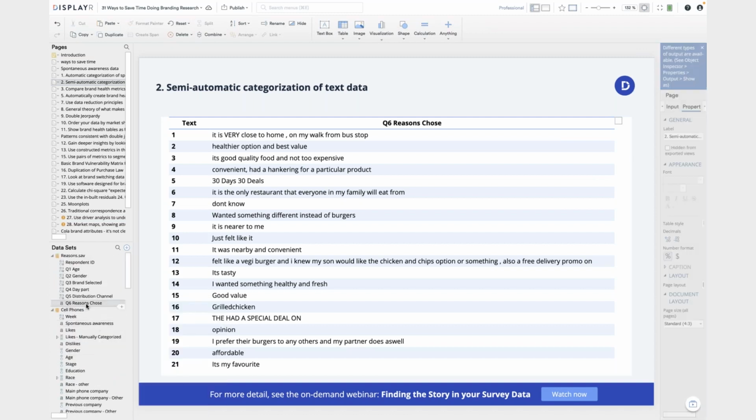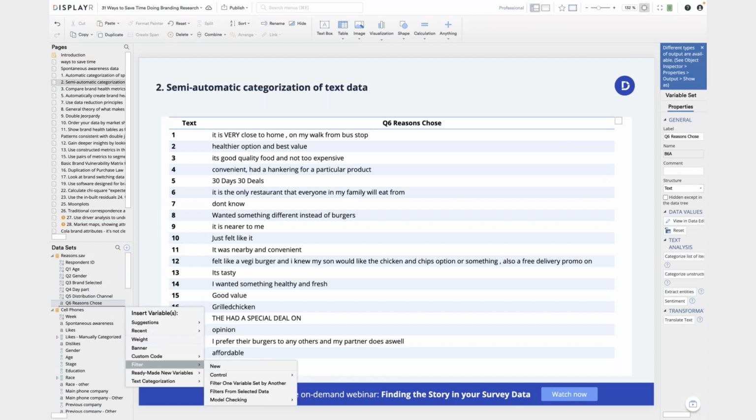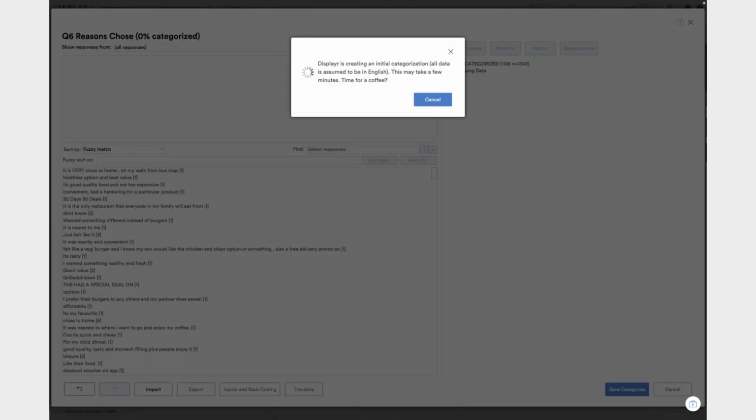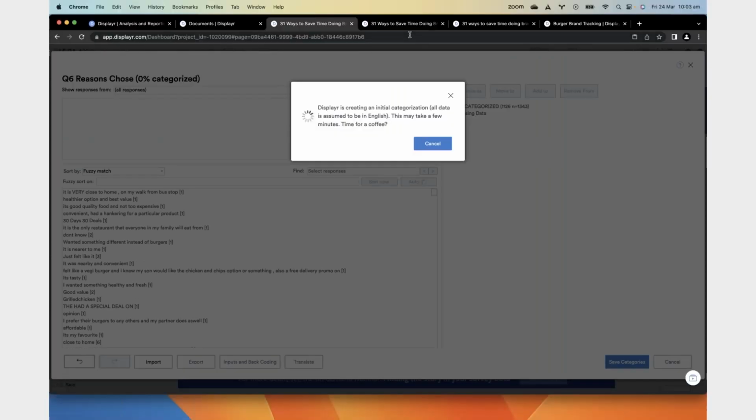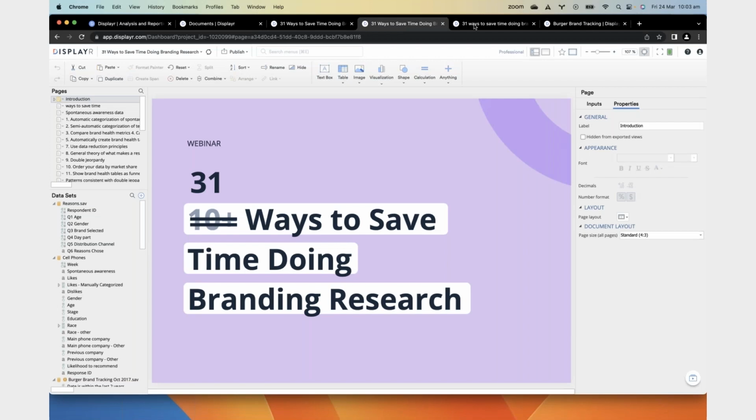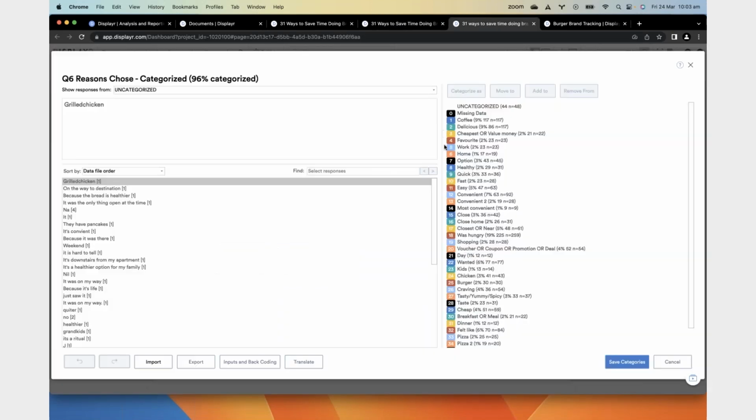So I'm going to choose the data, the variable. I'm going to go down to text categorization, semi-automatic. And as it says, it's creating the initial categorization, and it might take a few minutes. Don't worry, not going to make you watch. Here is the answer that we'll get to in a few minutes.